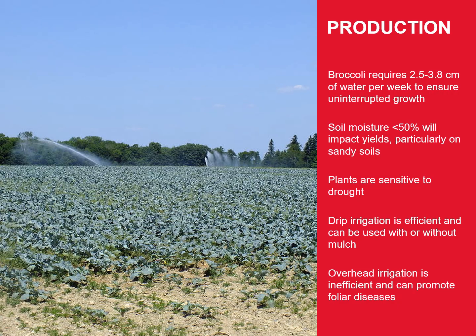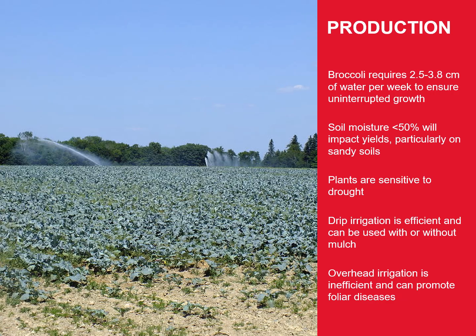So broccoli requires about 2.5 to 3.8 centimeters of water per week to ensure uninterrupted growth. As I've mentioned for cabbage, soil moisture shouldn't drop below 50%, as this will severely impact yields. And it's especially important to maintain high field capacity on sandy soils, as the water tends to drain away much more quickly. Plants are sensitive to drought, and drip irrigation, as I said, is an efficient way of maintaining moisture content in the soil around the root zone of the plants.